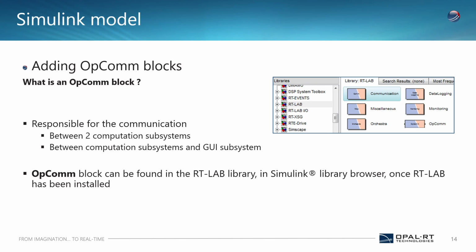I think you already know what a computation subsystem and a GUI subsystem are. The computation subsystem is the SM underscore subsystem, and the GUI is the SC underscore subsystem. You will find it in your Simulink library. There will be RT-EVENTS, RT-LAB, everything, if you have installed RT-LAB. I'll show that in another video.